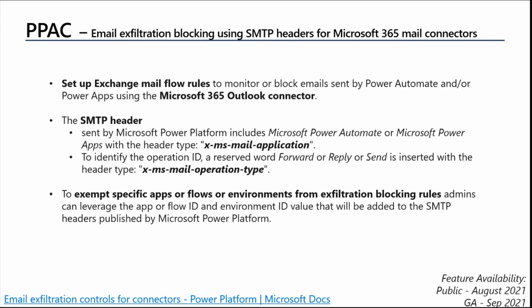And in addition, for admins to exempt a specific app, flow, or environment from exfiltration blocking rules, where they facilitate legitimate business use cases, admins can leverage the app or flow ID or the environment ID value that will be added to the SMTP headers published by Microsoft Power Platform.